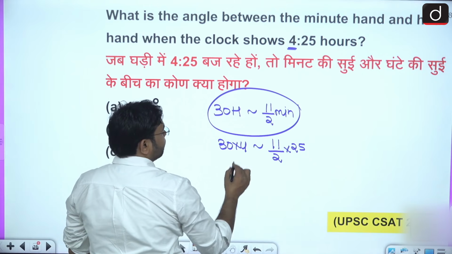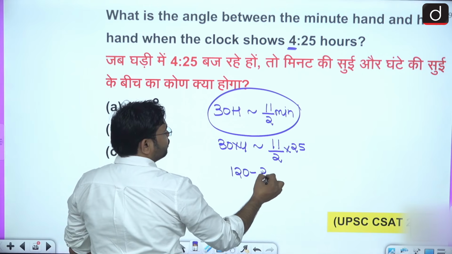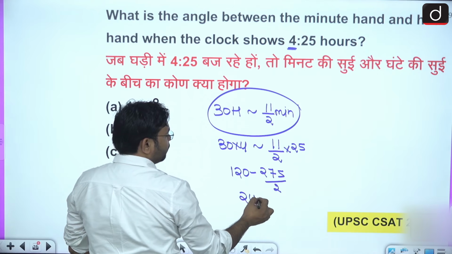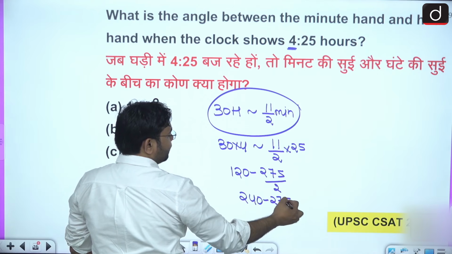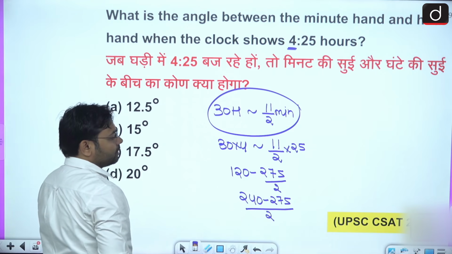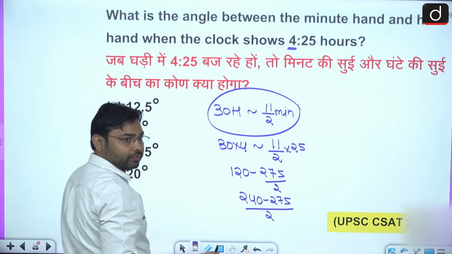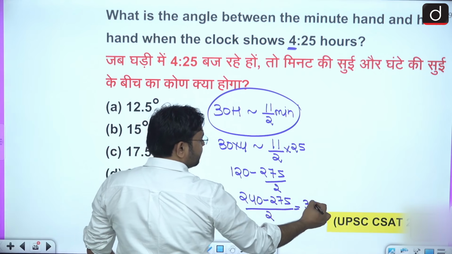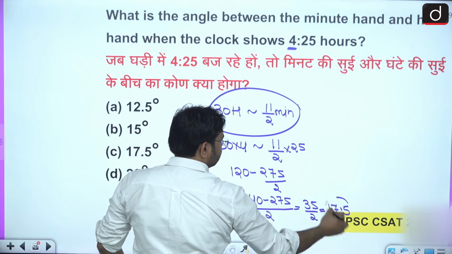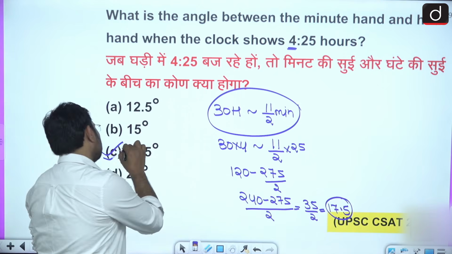Or you can say this is 120 minus 275 by 2. This is 240 minus 275 by 2. 240 and 275, the difference between these two numbers is 35. So 35 by 2 is 17.5, which is C.